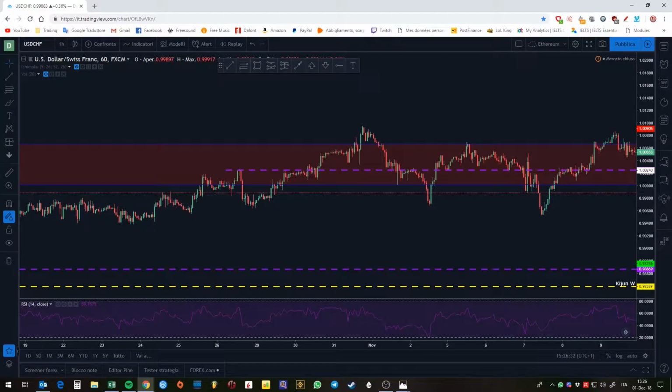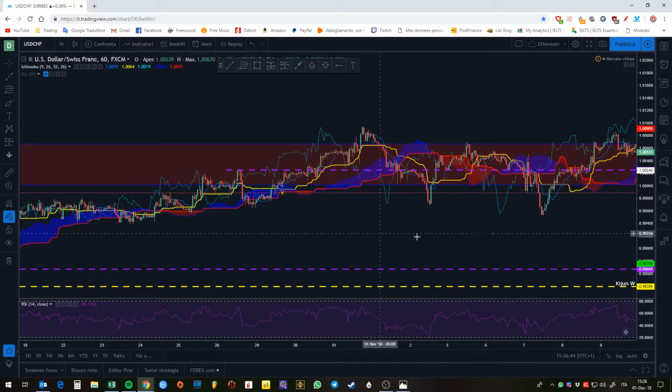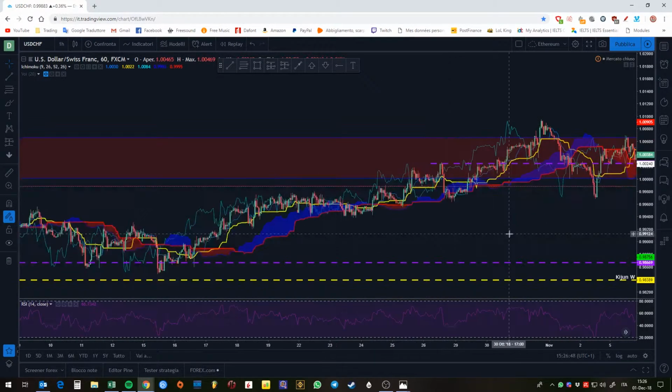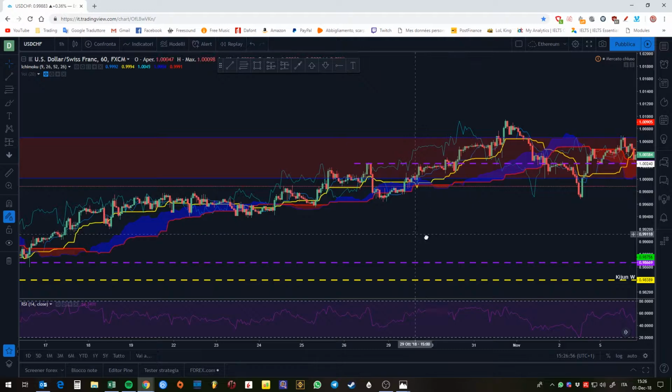And so I entered, yeah, you see here, just based on Ichimoku. There was, okay, let's explain this. So where is that? That's, yeah, that should be here. Okay, yeah, it's this one.